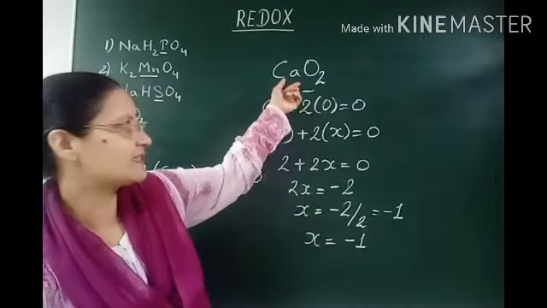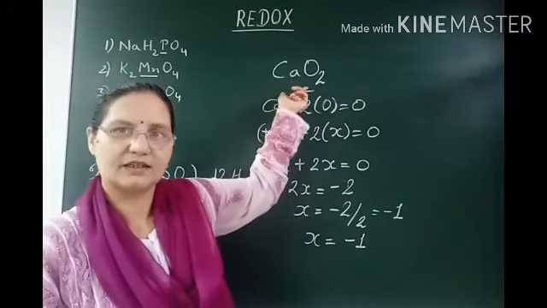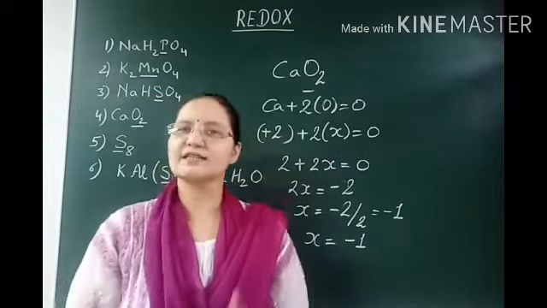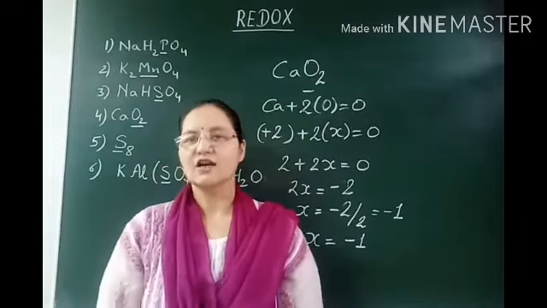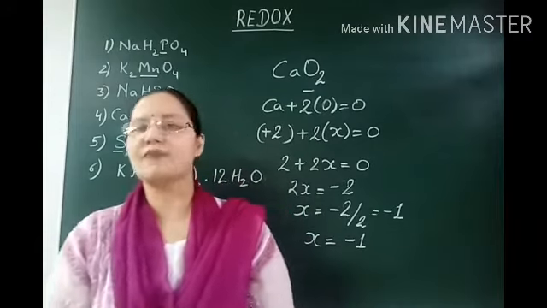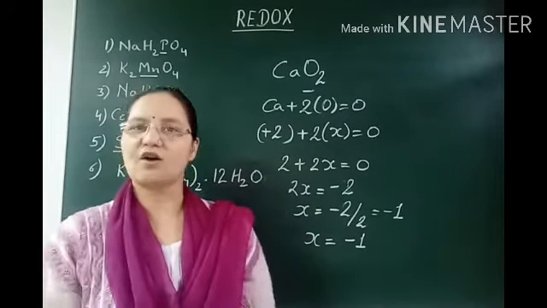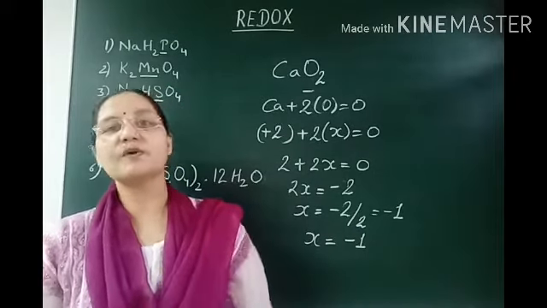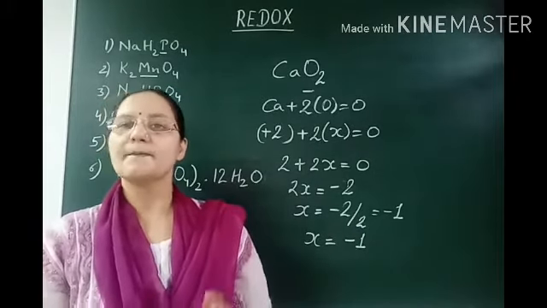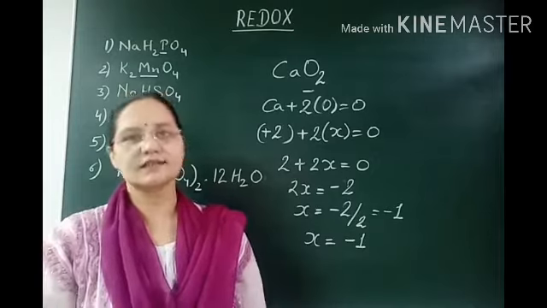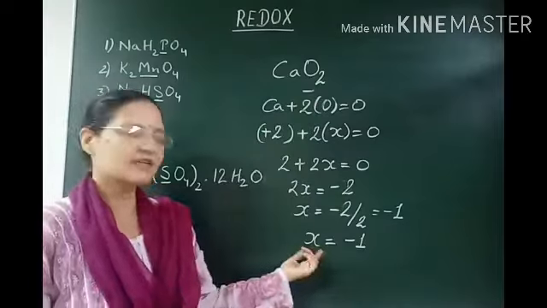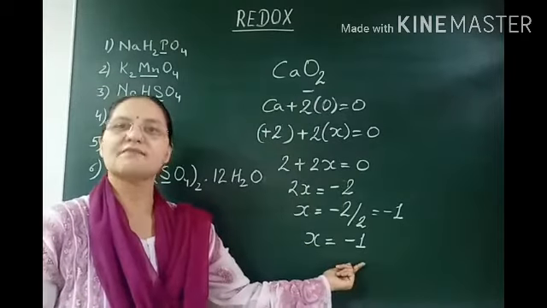So here we can say that it is calcium peroxide, not calcium oxide. Calcium oxide is a general oxide in which the oxidation number of oxygen is -2, but in peroxides it may be -1, and in superoxides oxygen shows -1/2 oxidation state. So here, the calcium peroxide, in which oxygen is having oxidation state -1.